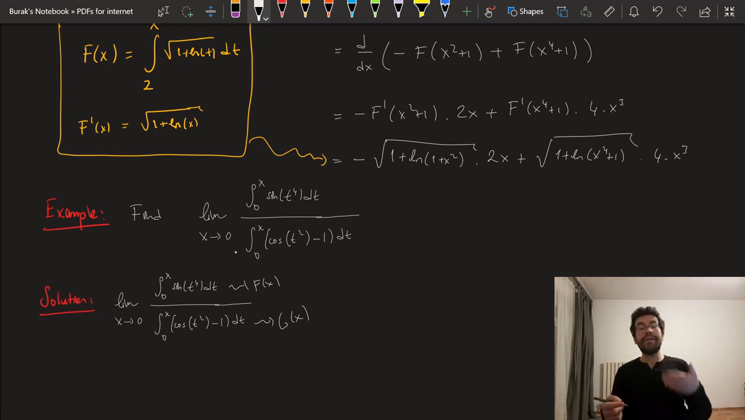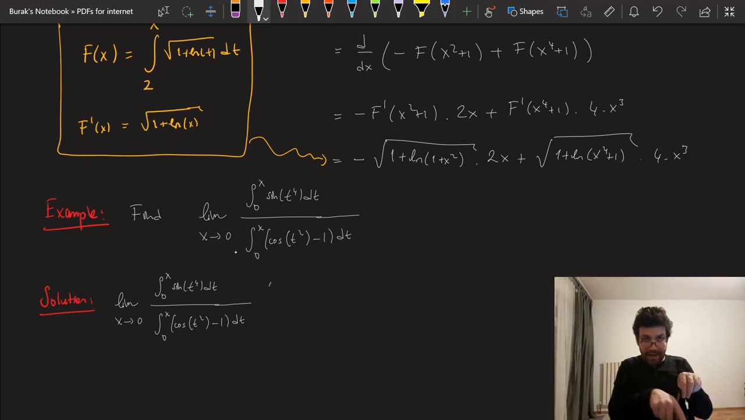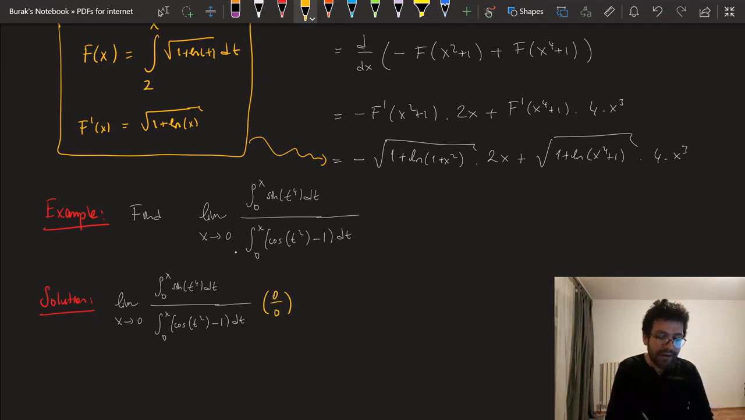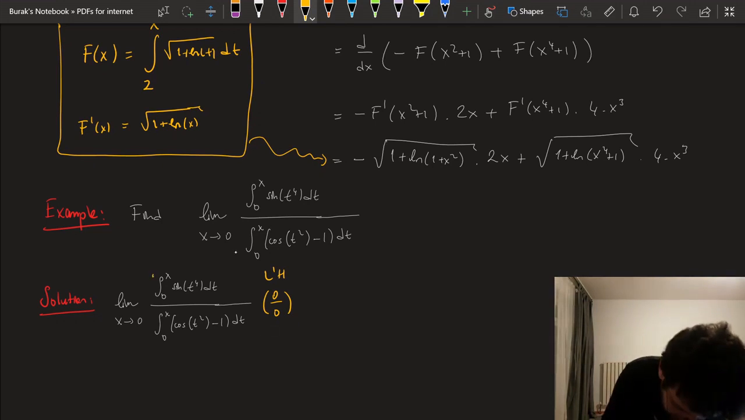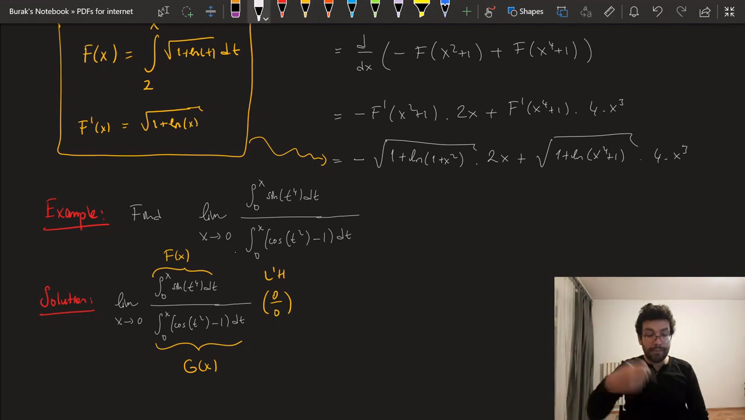Well, f and g are differentiable functions by the fundamental theorem of calculus, so they're continuous, so I would just try to plug in the value. The problem is, if you try to plug in 0 for x in the numerator and denominator, you're going to get 0 over 0, so you can apply L'Hopital's rule. These are differentiable functions, so you can apply L'Hopital's rule.